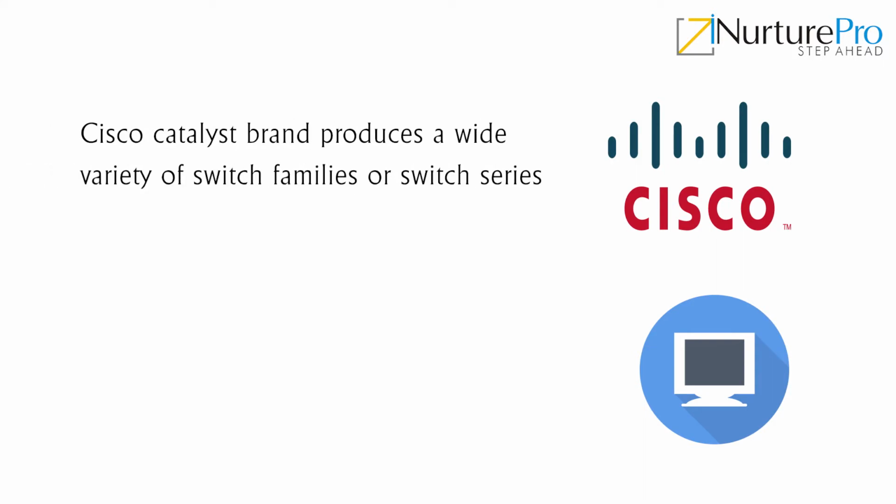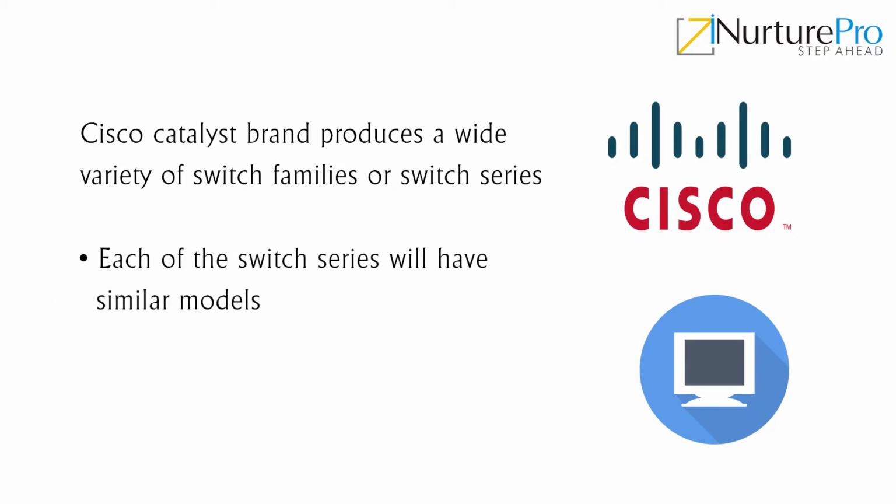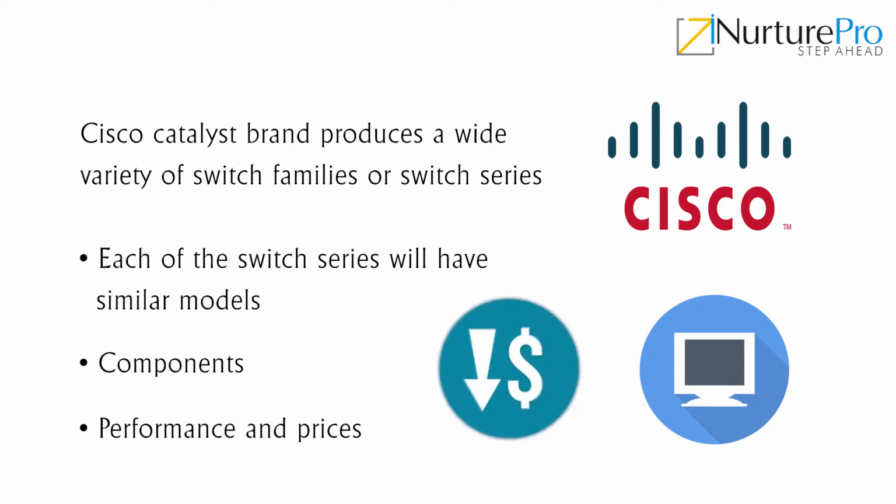The Cisco Catalyst brand produces a wide variety of switch families or switch series. Each of the switch series will have similar models, components, performance and prices. Cisco 2960 series switches are full-featured, low-cost wiring switches for enterprises.